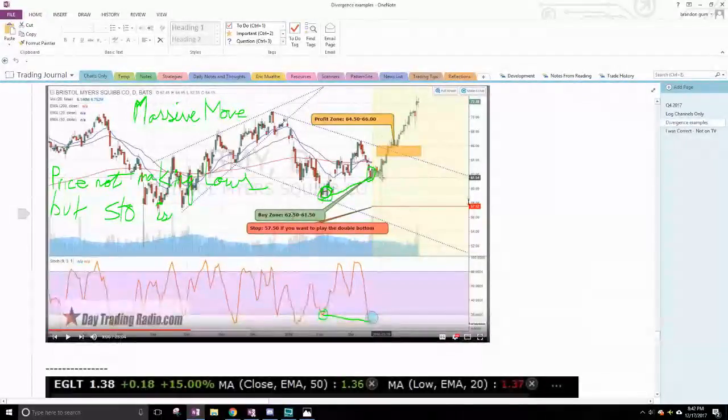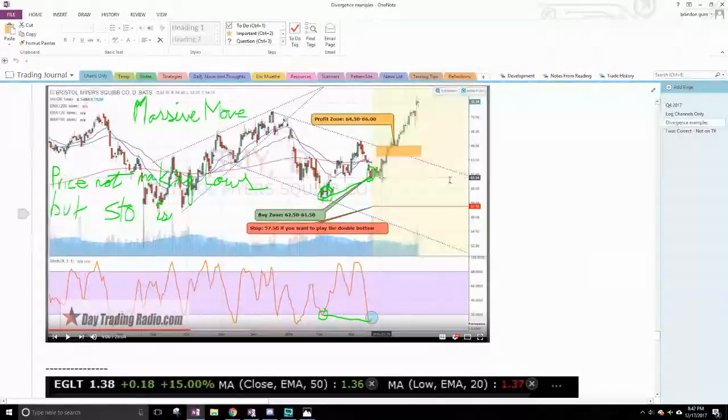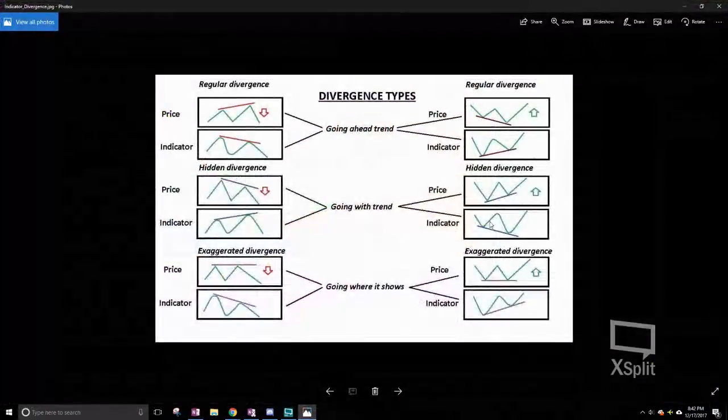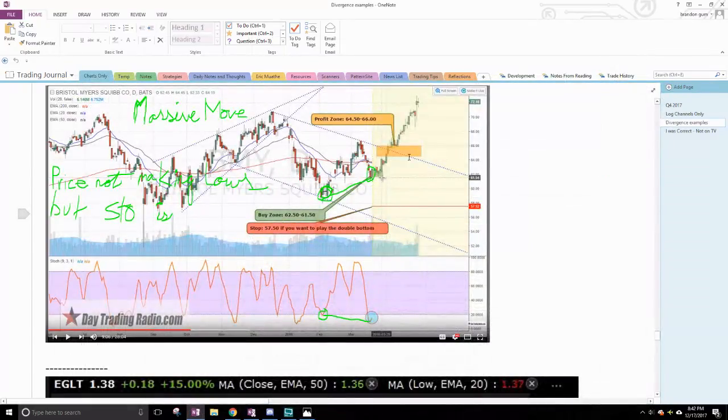Here is a form of, I believe this is hidden divergence. This is a massive move all the way from 61 to 72. This is great, right? Price action making a higher high, stochastics making a lower low. This is a form of divergence. It's called hidden divergence. So if I trade this, maybe I enter in after this massive green candle right here, and I ride this higher from 61 to 72.